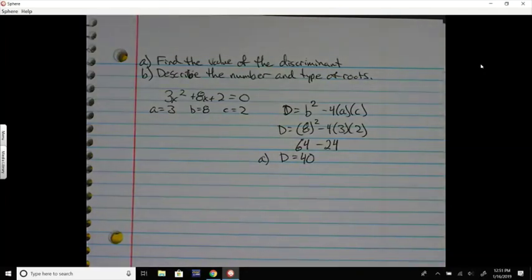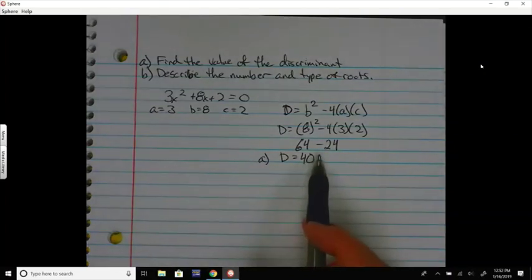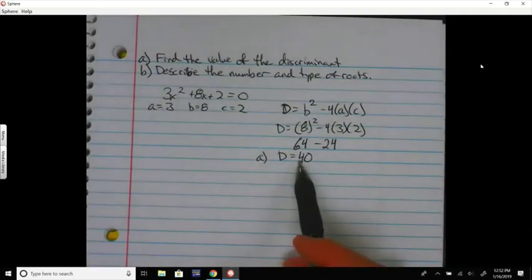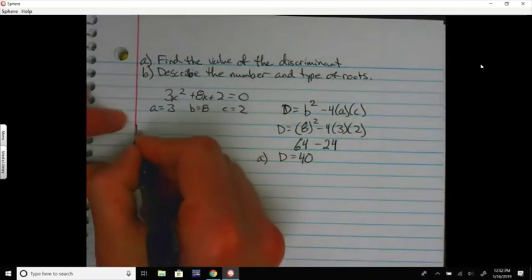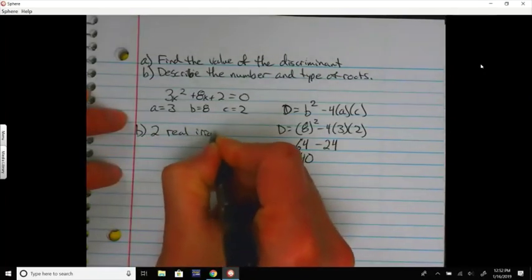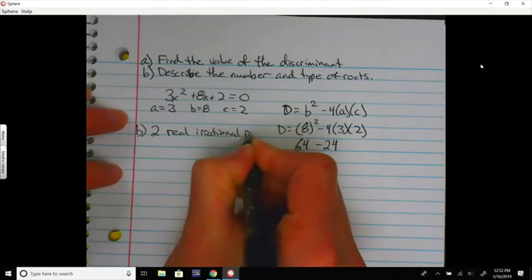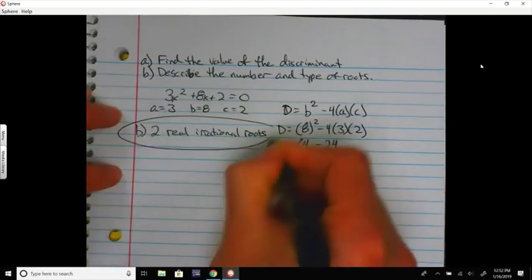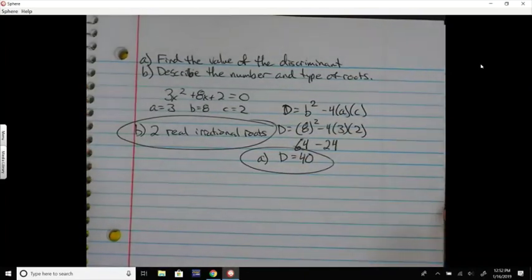Okay. So is this positive, negative, or 0? Positive. Is that a perfect square? No. So the second answer would be we have two real irrational roots. So that would be the two parts to answer that question.